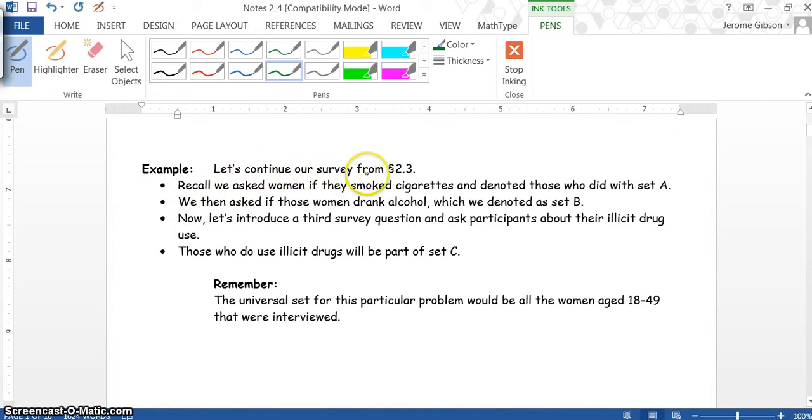Example: let's continue our survey from 2.3. Recall, we asked women if they smoked cigarettes and denoted those who did with set A. We then asked if those women drank alcohol, which we denoted as set B. Now, let's introduce a third survey question and ask participants about their illicit drug use. Those who do use illicit drugs will be part of set C. Remember, the universal set for this particular problem will be all the women aged 18 to 49 that were interviewed.